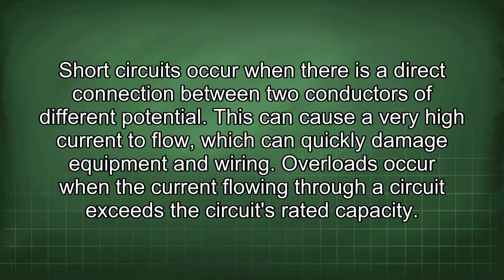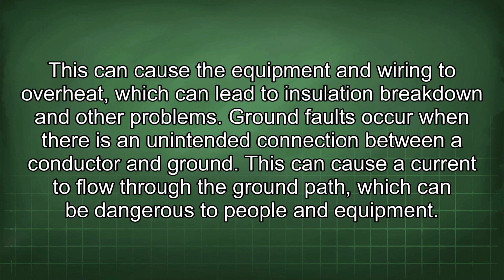Overloads occur when the current flowing through a circuit exceeds the circuit's rated capacity. This can cause the equipment and wiring to overheat, which can lead to insulation breakdown and other problems. Ground faults occur when there is an unintended connection between a conductor and ground. This can cause a current to flow through the ground path, which can be dangerous to people and equipment.